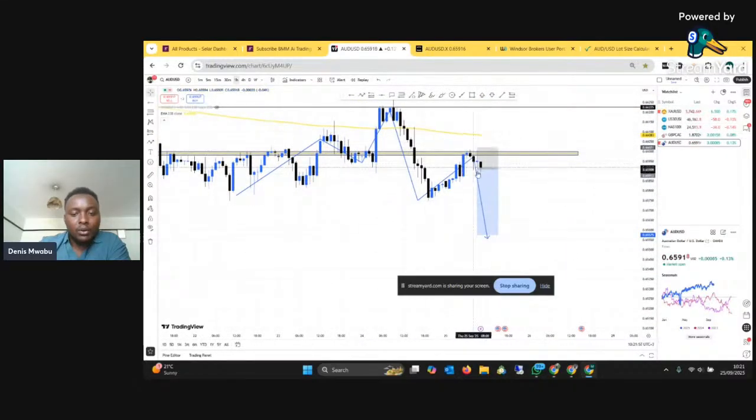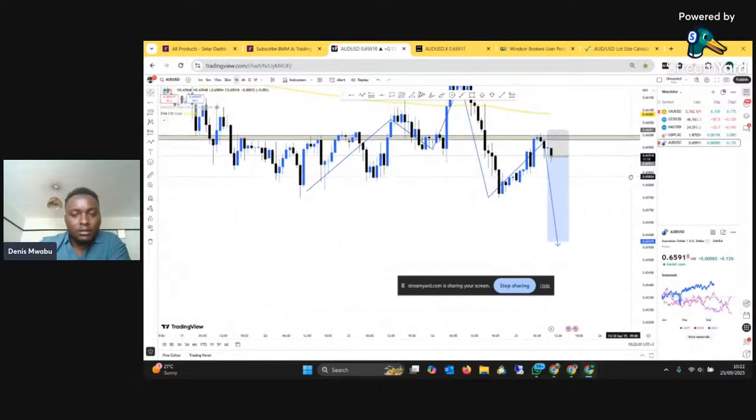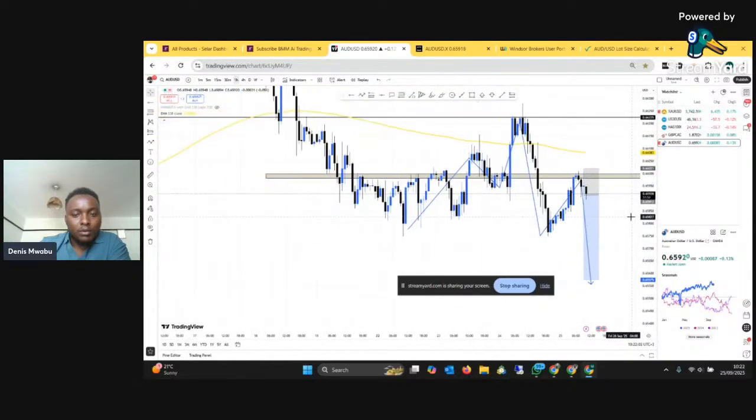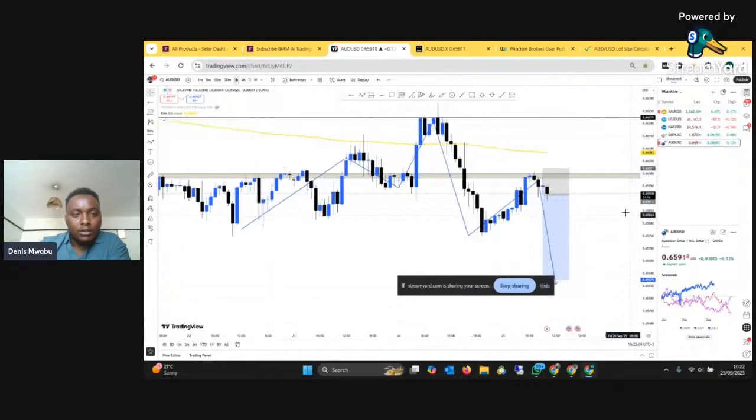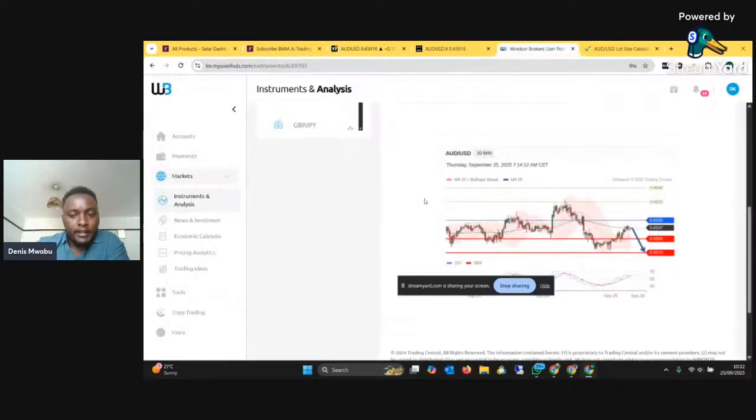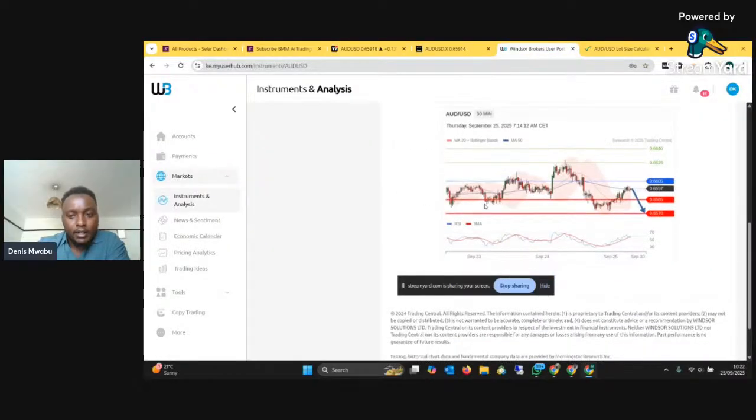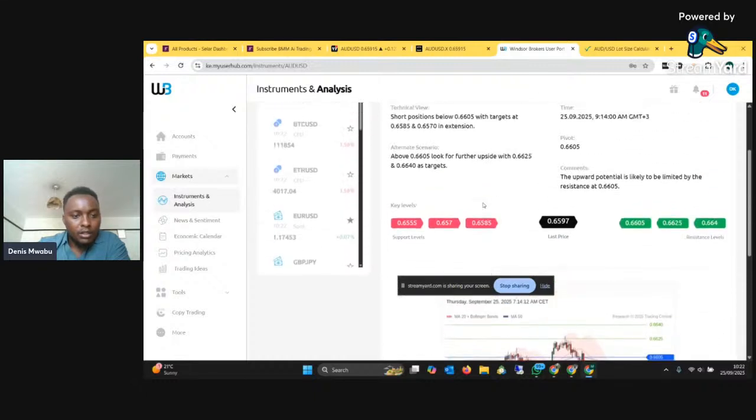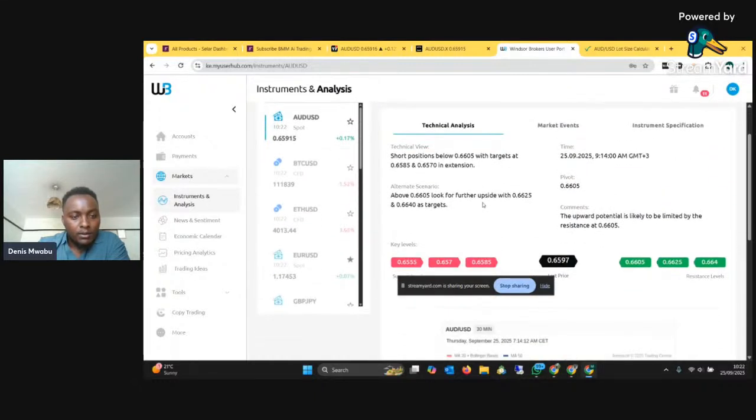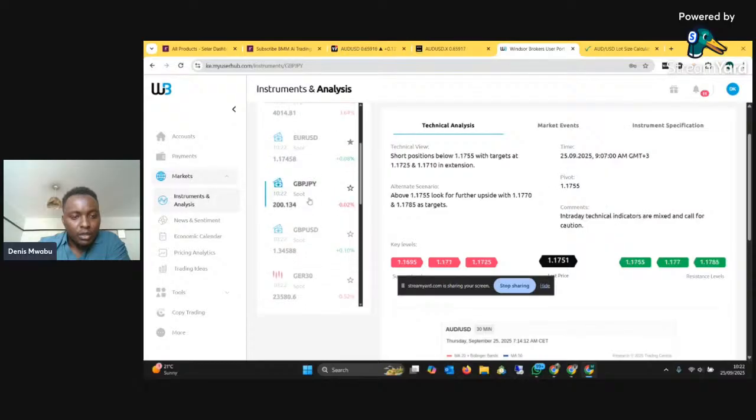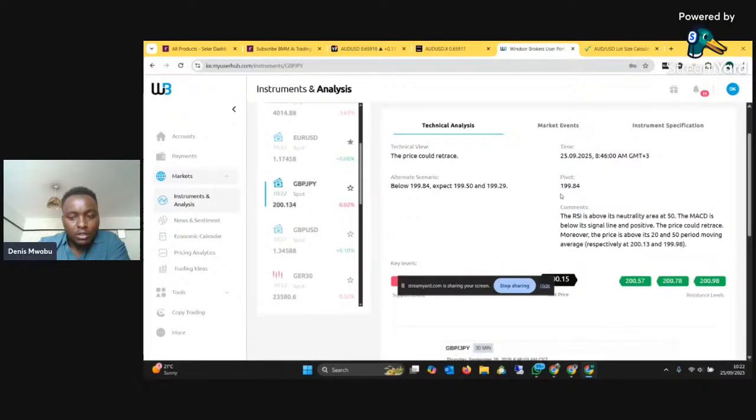Forming a doji candle here, showing that price is reversing in that particular area. So I like it. If it goes our way, we are in business.